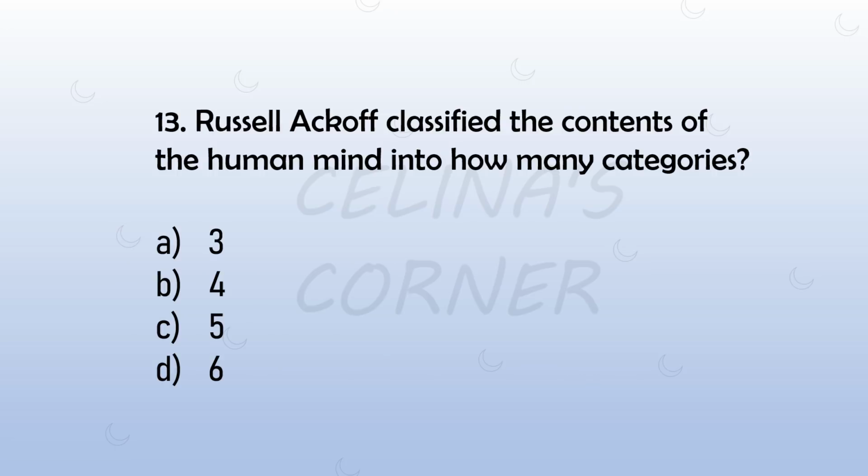Question 13. Russell Ackoff classified the contents of the human mind into how many categories? 3, 4, 5, or 6? The correct answer is option C, 5. He categorized it into data, information, knowledge, understanding, and wisdom. So it's just like a pyramid with understanding between knowledge and wisdom.